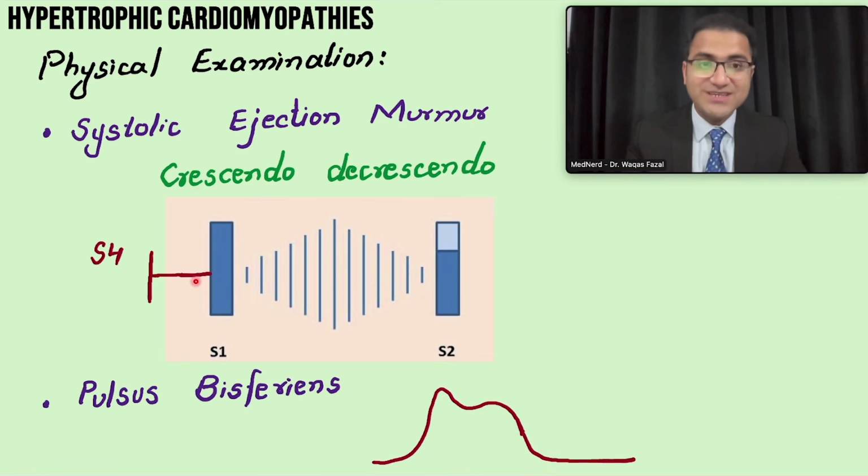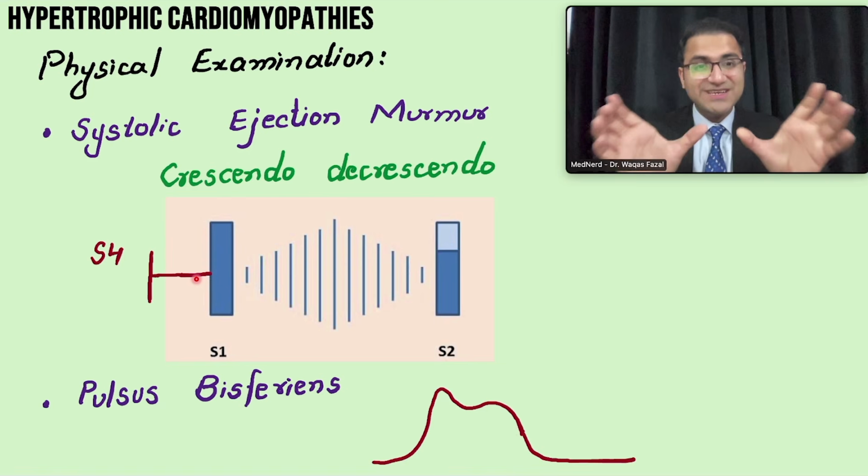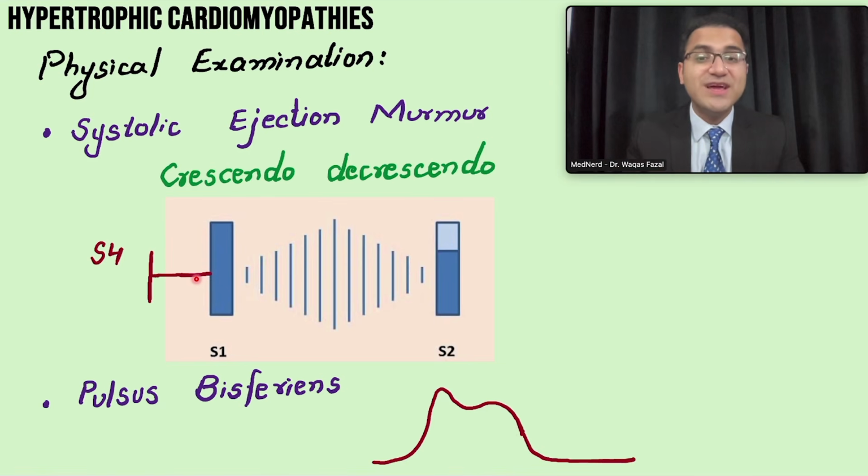Another important point is that since the left ventricular walls are thick, an extra heart sound that you would hear in these patients will be S4, because S4 occurs in hypertrophy of the heart.